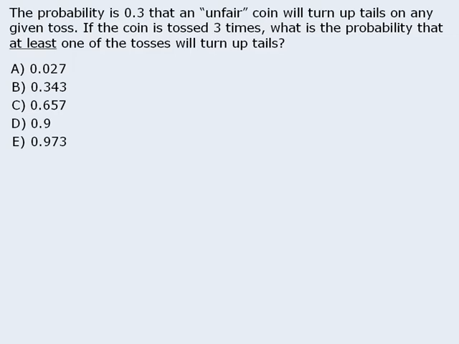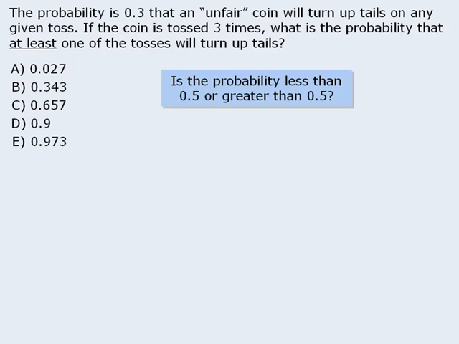Does it seem kind of likely that at least one of the tosses will turn up tails? Does it seem very likely? Or does it seem very unlikely? We might ask, is the probability less than 0.5 or greater than 0.5? What do you think? If you felt that the probability is greater than 0.5, you would eliminate answer choices A and B since they are less than 0.5.